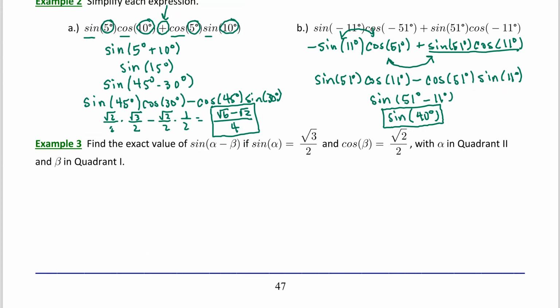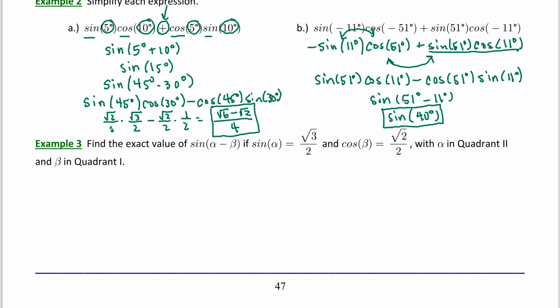Now we've done a problem like example 3 in the last few videos where we want to find the exact value of something like this. In this case, sine of alpha minus beta. Now, we don't know either alpha or beta, but we're given information about sine and cosine. Sine of alpha is square root of 3 over 2. Cosine of beta is square root of 2 over 2. And we know the locations of the angles. Alpha's in quadrant 2 and beta's in quadrant 1.